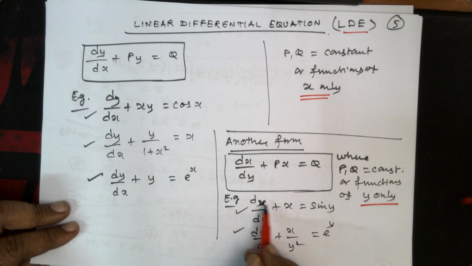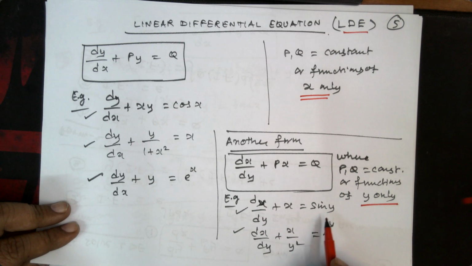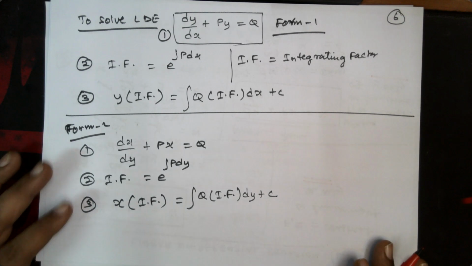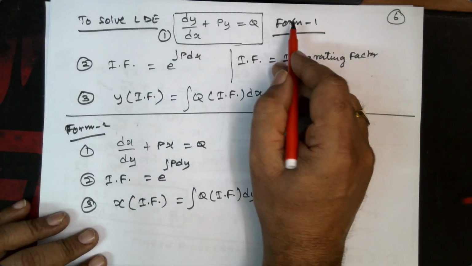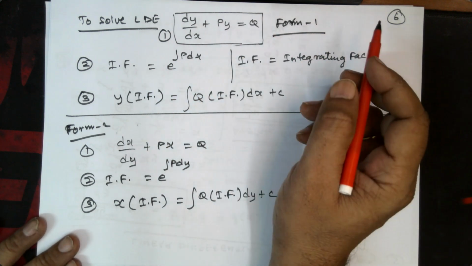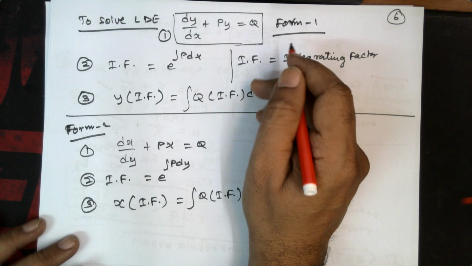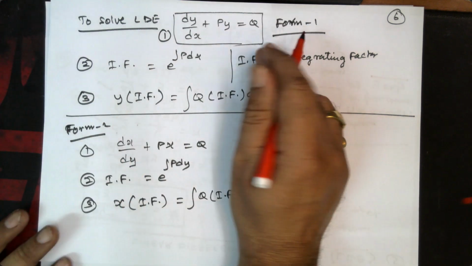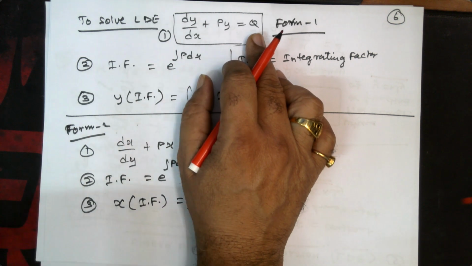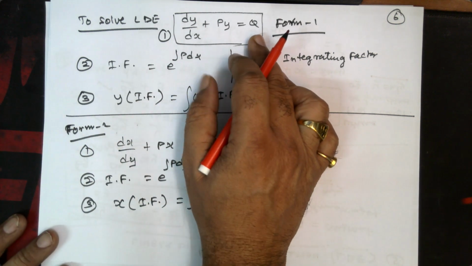So let us cite some examples, like dx divided by dy plus x is equal to sin y. Another example, dx by dy plus x by y squared is equal to e power y. Are you able to follow? Right. Now let us try to solve the LDE of type 1, that is dy by dx plus py is equal to q. Now there are some key steps. The given equation should be converted into the standard format like this, and based on that you must be able to identify the type, whether it is type 1 or type 2.